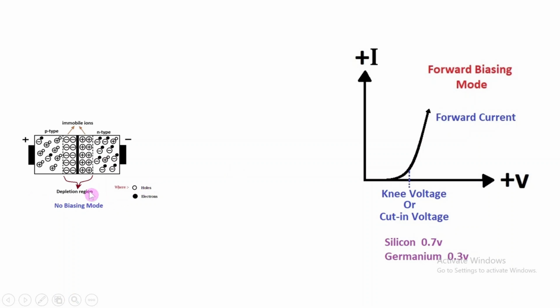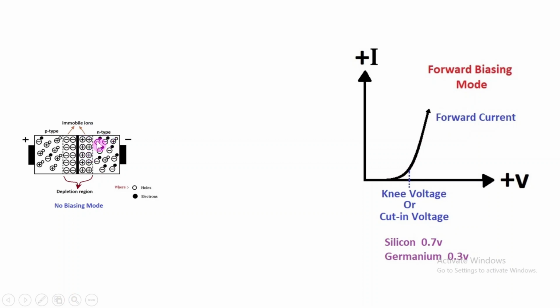Today in this lecture, we will discuss in more detail the IV characteristics of the PN junction. As we discussed in the previous lecture, a diode is a device made from N-type material and P-type material under high pressure. Under high pressure, the PN junction is formed.